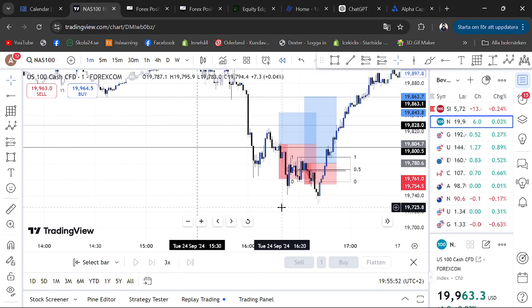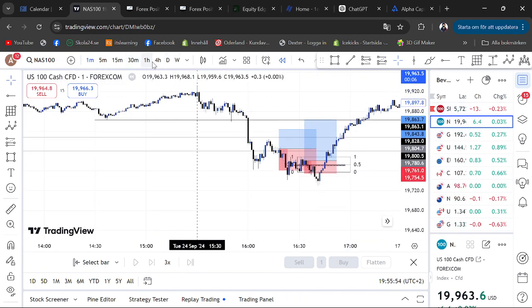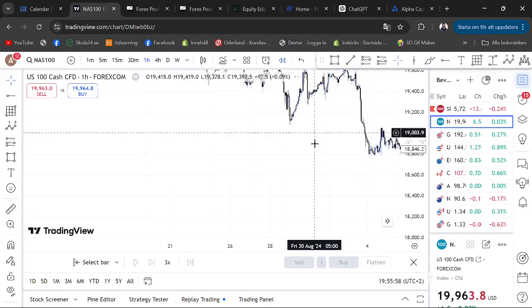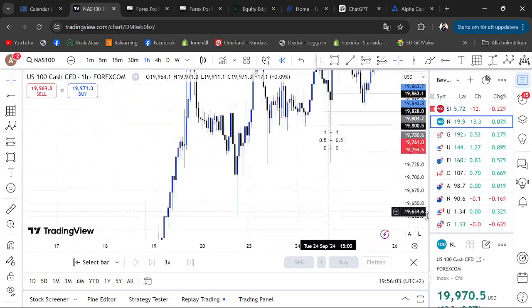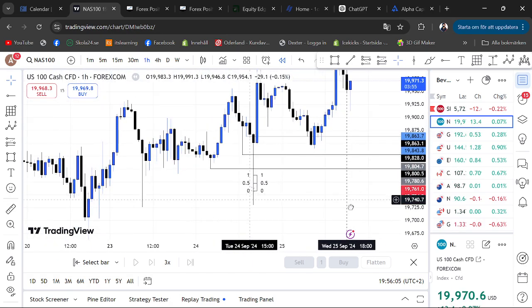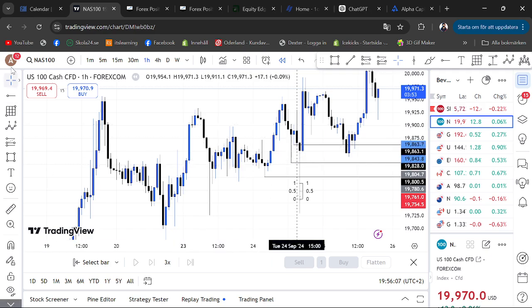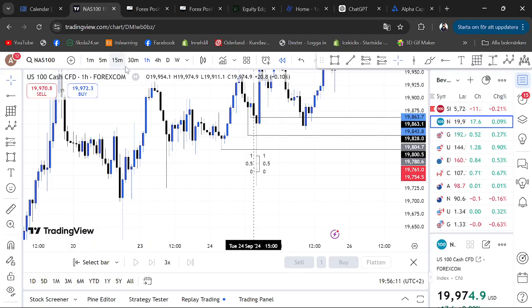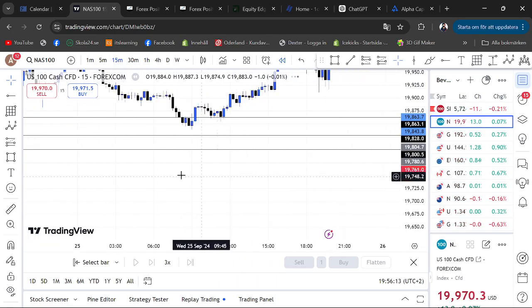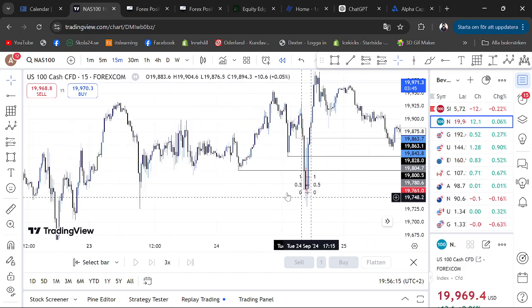So let's just go on the chart. Let me show you guys a few things. Let's go through our daily bias first. So this is when the market opened. And by the way, I did not take any kind of trade today.